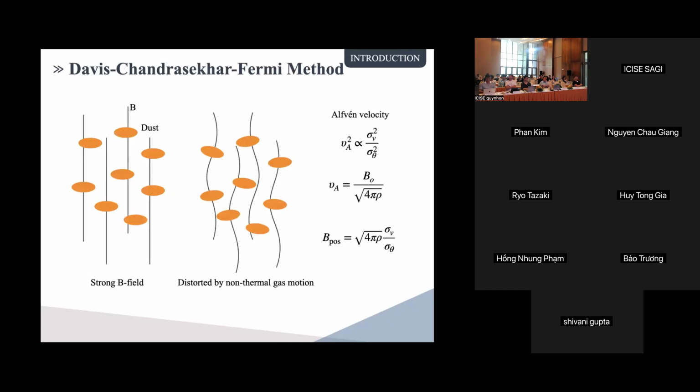In the case of dust polarization, we use an indirect method to estimate the magnetic field strengths. That is the DCF method. In strong fields, the field lines are aligned in the same direction, but due to the non-thermal gas motion, they are disturbed. So we can estimate that velocity, and then we can estimate the magnetic field strengths. That is the DCF method.